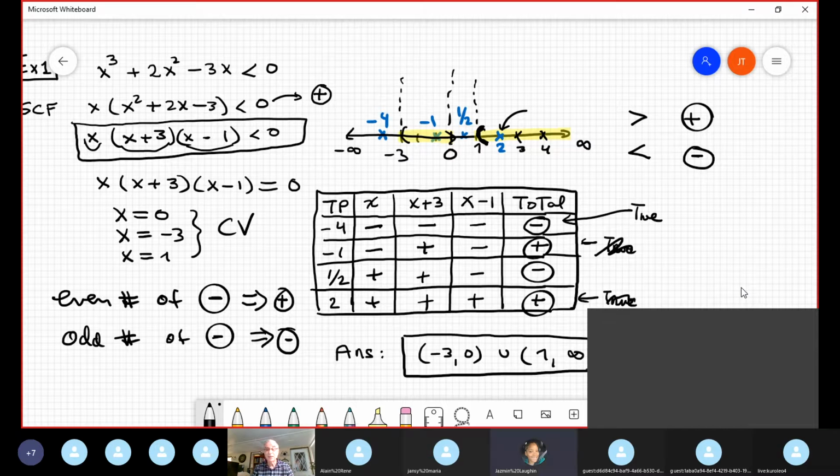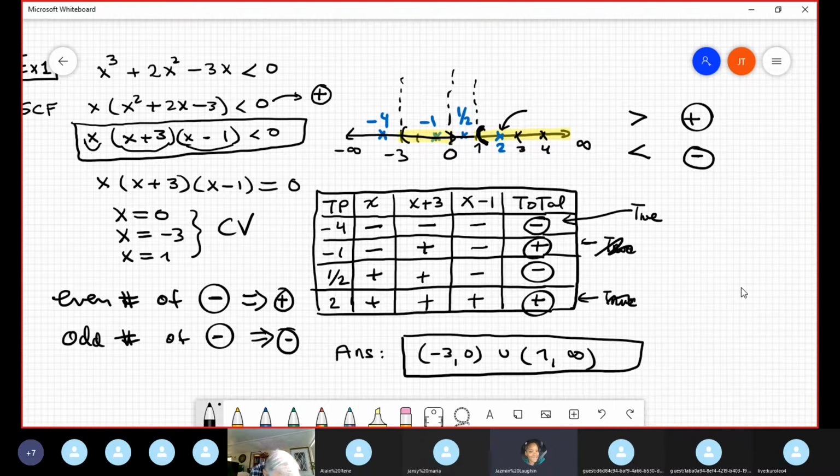To understand, please. I have a question. Can you hear me? Yeah. For the line thing, do we have to do that? Can we just go straight to the chart with the testing points and all of that, or do we have to do the thing with the numbers at the top?